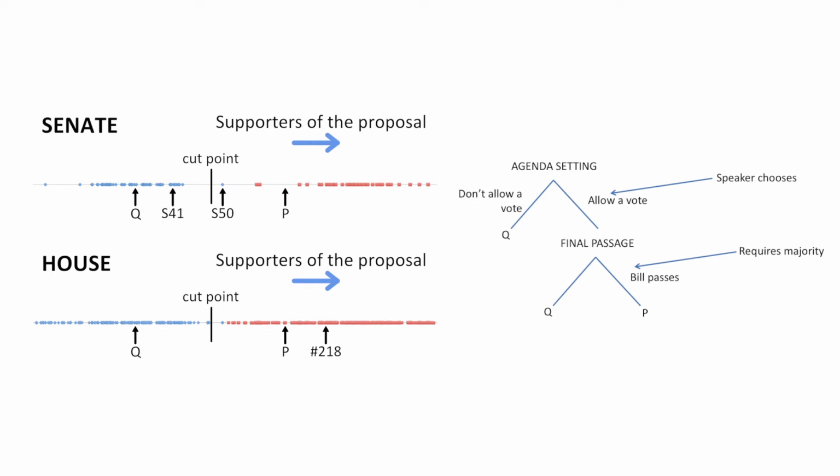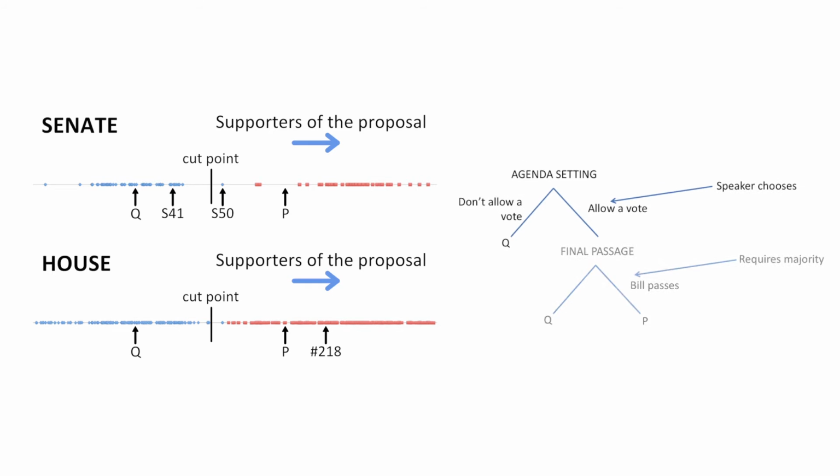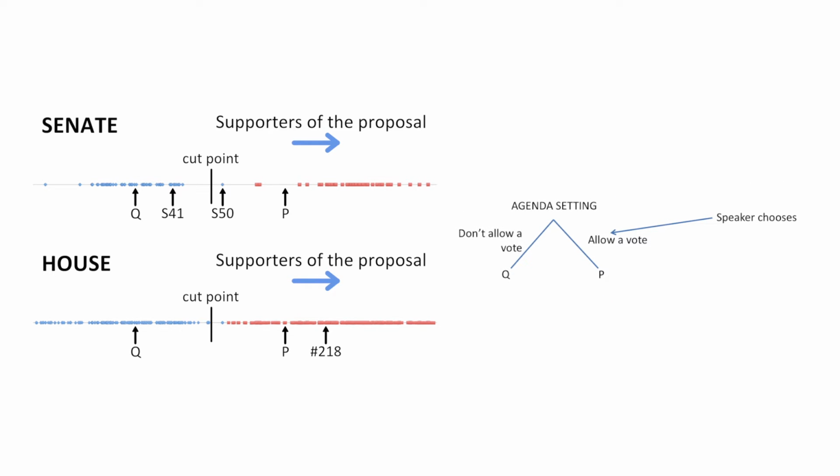Now that we know what happens in the bottom part of the tree, we can erase it and replace it with the result. We know that the bill will pass. So the top game tree represents the Speaker of the House's choice. If he or she allows the bill to come to a vote, it will pass, and the new policy will be P. If the Speaker does not let the bill come to a vote, the status quo remains. What will the Speaker do?